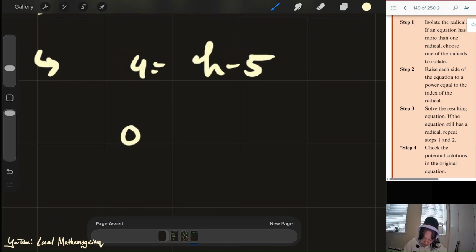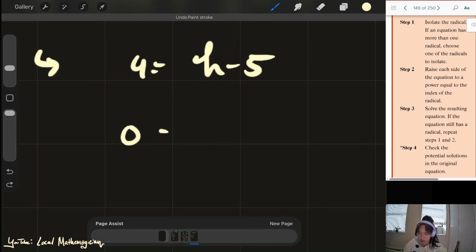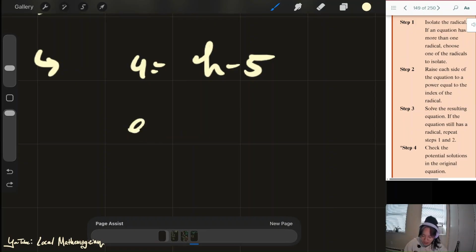Subtract 4 on both sides. 0 is equal to h. Sorry, not subtract 4. You don't need to do all that. Add 5 to both sides. 9 is equal to h.